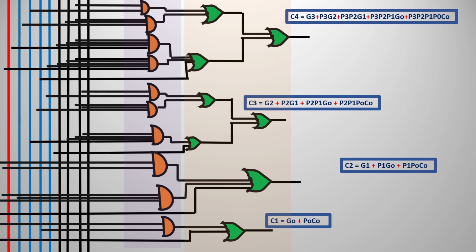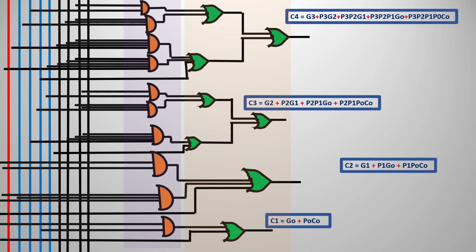The red, blue, black lines are nothing but what? C0, G0, P0, those things that are represented in a horizontal manner in the block diagram of the 4-bit CLA. If you observe, all the AND gates will be one gate, and all the OR gates will be another gate. So we can simply say this has 2 logic gate delays.